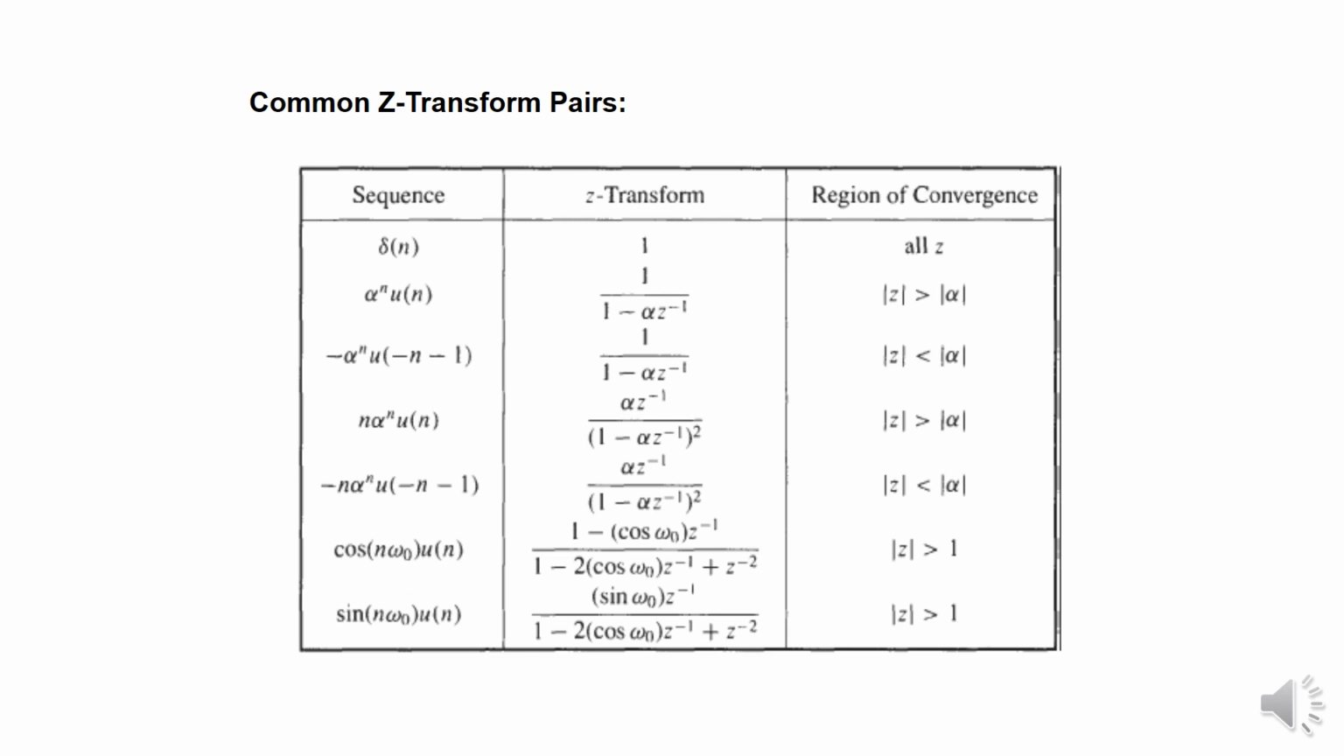So these are the common Z transform pairs, right? As an example, delta n: when n is equal to 0, delta n is equal to 1. Therefore, when you apply the Z transform, you will get the Z transform equal to 1, right? Then we have shown you two things. We look at how these things are done. Always when we are doing a Z transform, there will be a region of convergence, right?